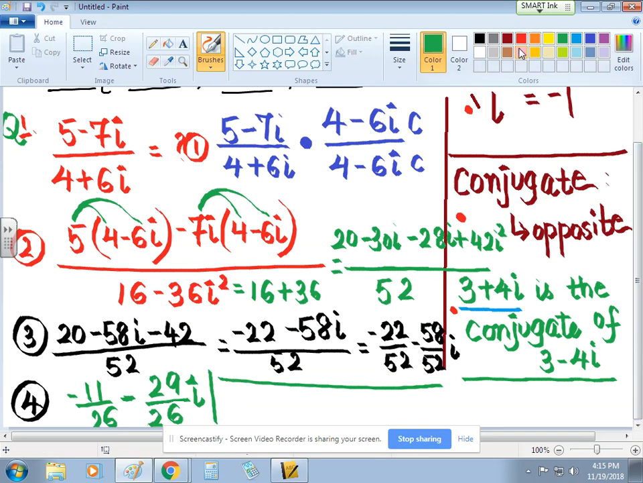I will give you a question to try on your own in your notebooks, and we'll discuss it. 1 plus iota over 1 minus iota. So what do you think the answer for this one, dividing this complex number, would be? So I hope I made sense of what I said.